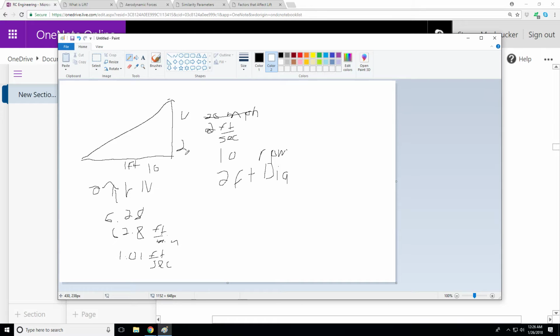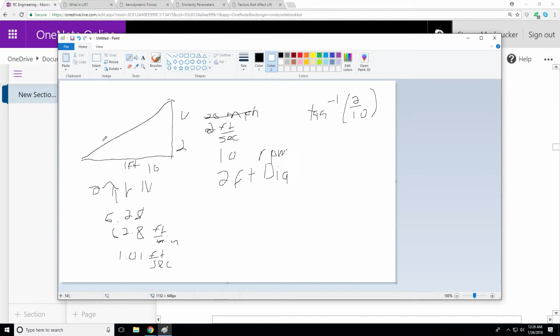So this is trigonometry, so what you'll do is an inverse tangent of 2 over 10. So this is what you would type into your calculator. We'll go over this quite a bit later. Tangent inverse 2 over 10. And then this will give you a degree angle.